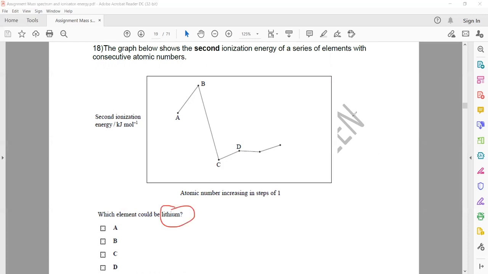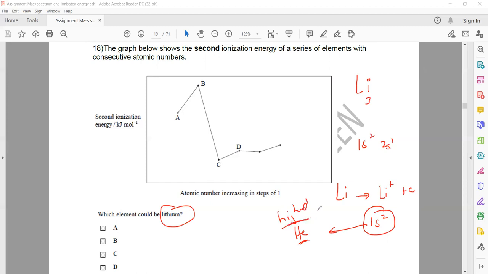So how do you identify? Look, when we write the electronic configuration for lithium, which is 3, it will be 1s2, 2s1. When one electron is removed from lithium, the first ionization, what will be the electronic configuration? It will be 1s2. And 1s2 means it is the same as helium. And helium has the highest ionization energy because the shell is closer and it has a greater charge compared to that of hydrogen.